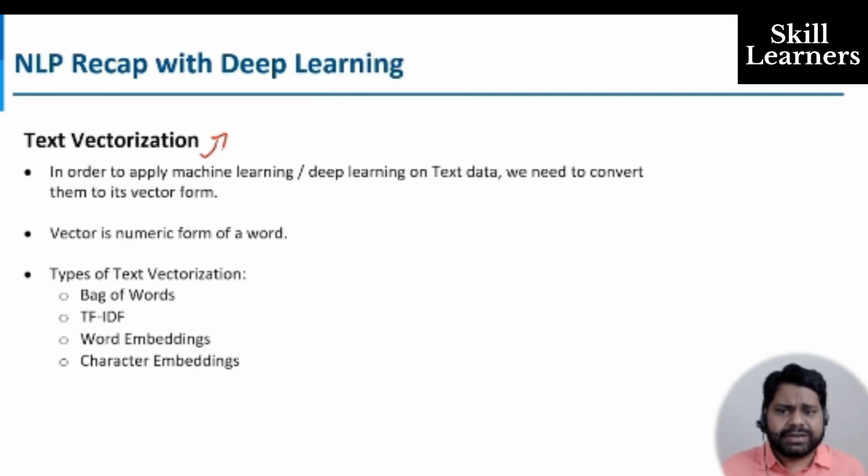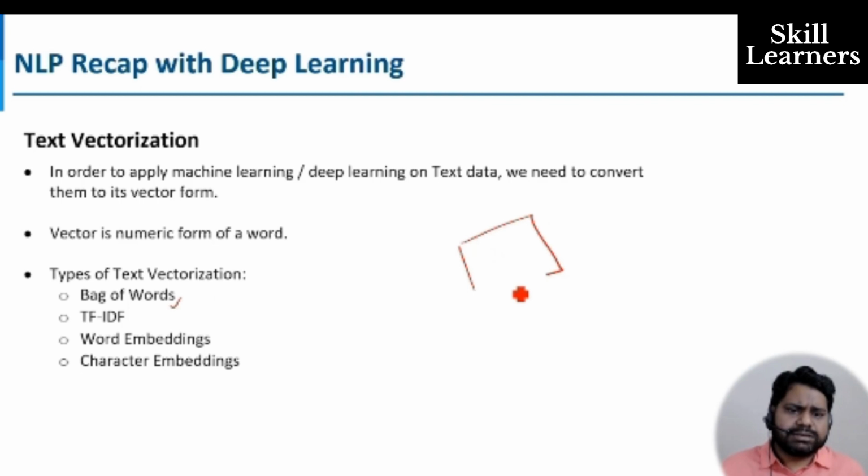So text vectorization is a technique with the help of which we can convert our text into numbers. Some of the predominantly used or most important text vectorization techniques are bag of words, TF-IDF, word embedding, and character embedding. So, what is word embedding? Or let's start with what is bag of words.